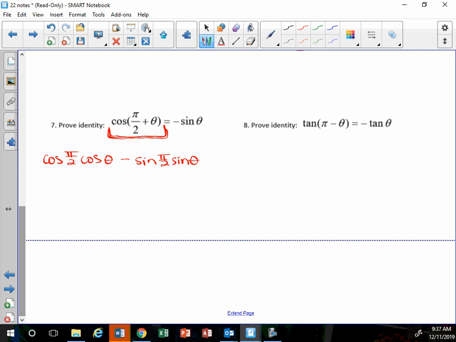All right, what is the cosine of pi over 2? 0. I just have to say it over there. So I've got 0 times cosine theta minus, well, what's the sine of pi over 2? 1. Okay. What's 0 times cosine? 0. And then minus 1 times sine, isn't that just a negative sign? And then you're done.